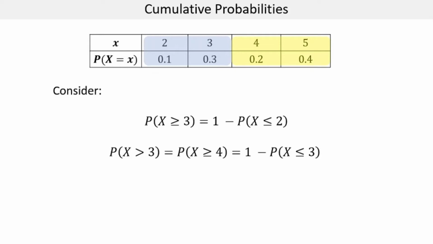In general, and this is where I'm going, in general, the probability that x is greater than or equal to a number is going to equal 1 minus the probability x is less than or equal to 1 less than that number. Greater than or equal to 10, 1 minus less than or equal to 9. Greater than or equal to 50, 1 minus less than or equal to 49. This, in general, is a format that will come in very useful when we get to problem solving questions. Okay, let's move on.